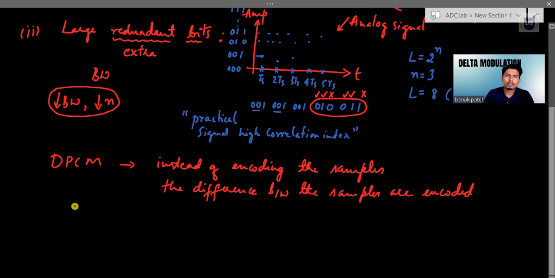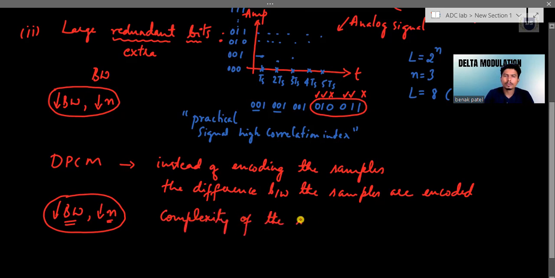So this conserves a lot of bandwidth, and in turn we can make use of very less number of bits in order to represent our difference data. Now the thing is, here we are saving bandwidth as well as using fewer bits, but the only drawback of this differential pulse code modulation is the complexity of the system. In order to implement DPCM, we need to implement a lot of blocks, and this in turn results in a very complex system.